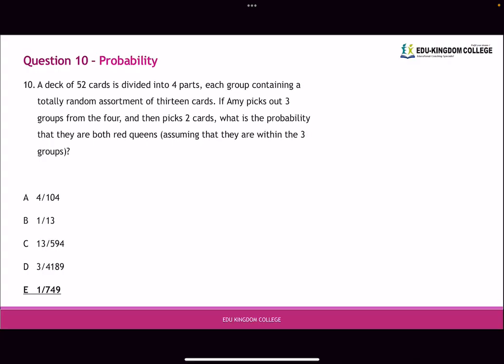So a deck of 52 cards divided into 4 parts. So that's 13 cards each. And then Amy picks out 3 groups from the 4, and then picks 2 cards. So three groups is 39 cards. And then picks 2 cards. What's the probability that they're both red queens?